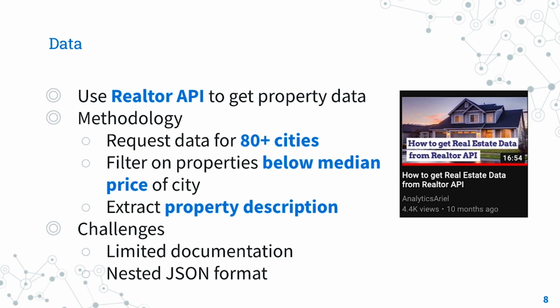Filter on properties that were below the median price of the city. So I was trying to find a lot of examples of properties that were distressed. If they are priced lower, there's some reason, maybe the roof isn't done or the property needs some type of work. So that was a methodology of thinking how to find these rehab properties. Then I would extract the property description from it and start to create a training data set.